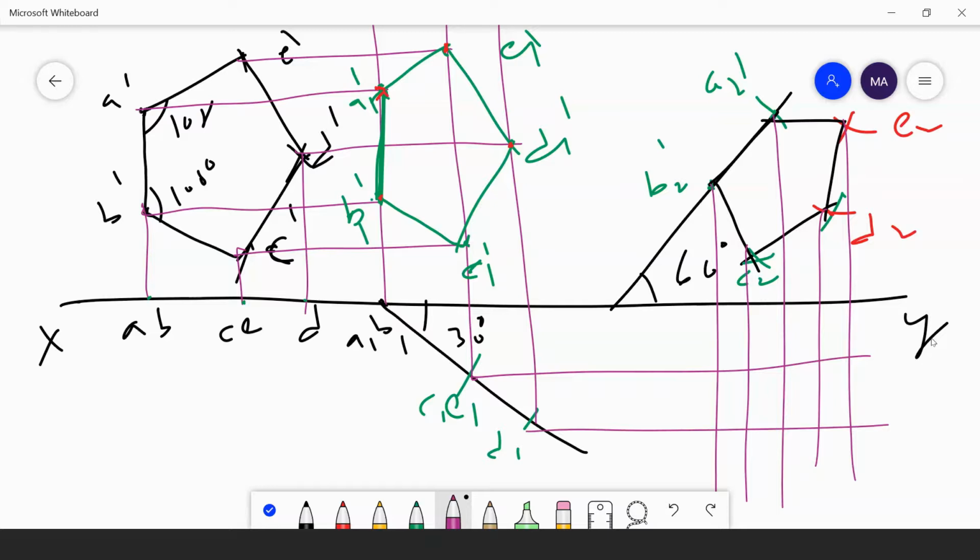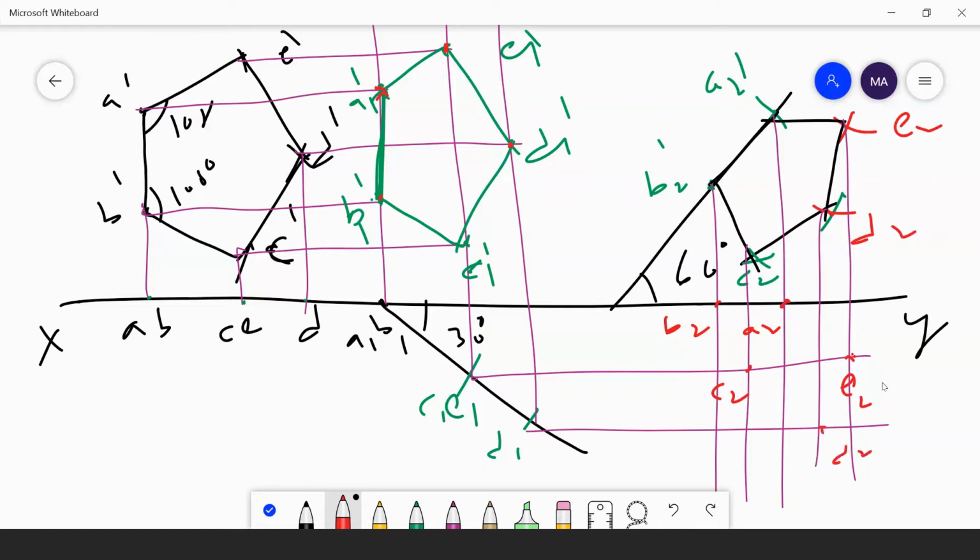Okay. Then mark the similar points. Here you have A. Here you have A. This one will be your A2. Then here you have a B. Here you have a B. This one is B2. Next, here you have C. Here you have a C. This one is C2. Here you have E. Here you have E. This one is E2. Next, here you have a D. Here you have a D.